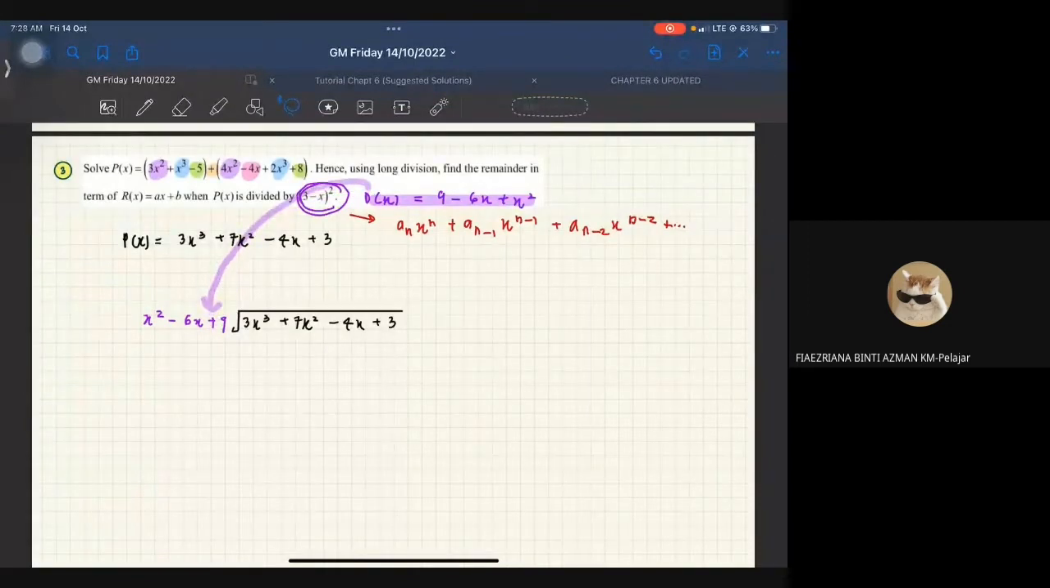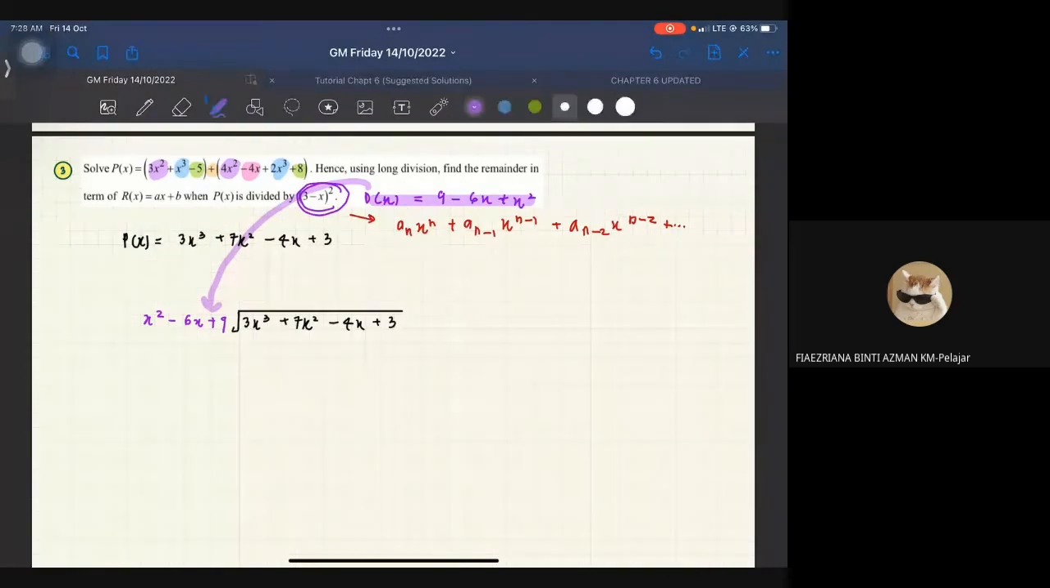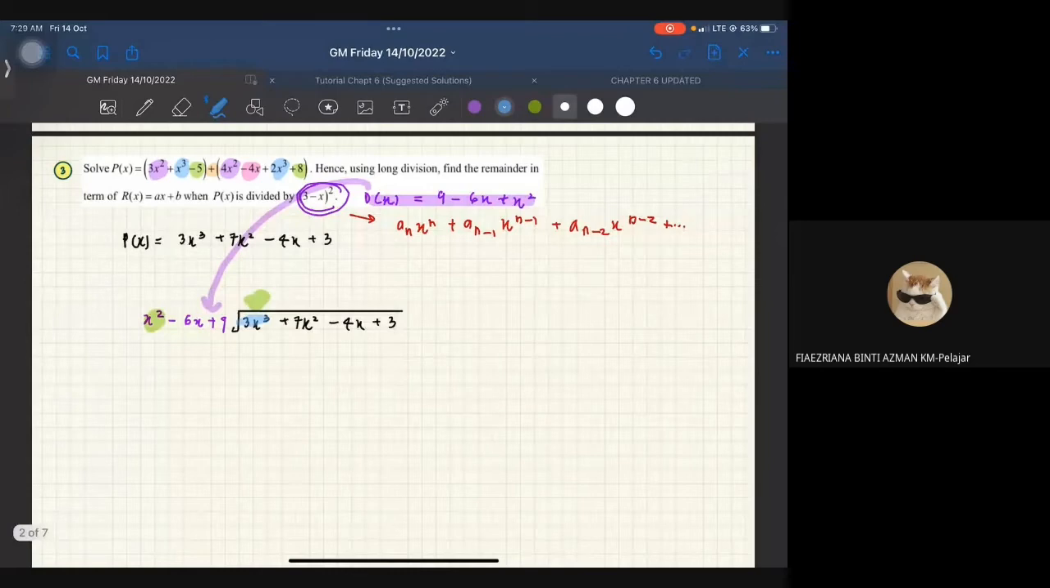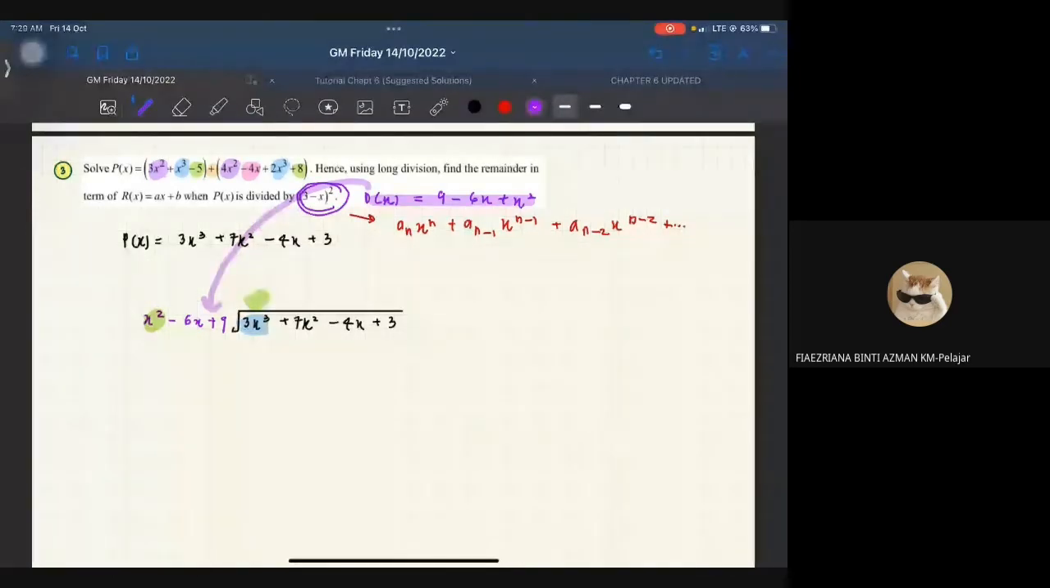Okay, so apa yang kita nak buat sekarang, kalau ikutkan apa yang awak dah belajar, kita mesti cari satu benda yang bila kita darabkan, let's say kita darabkan this one, I multiply this one with something else dekat atas ni, I will get this 3x cubed. Okay, so another way untuk kita cari dia, awak boleh fikir macam ni.